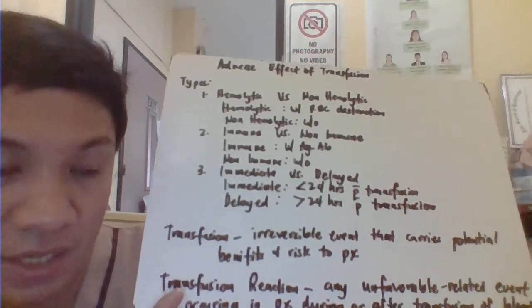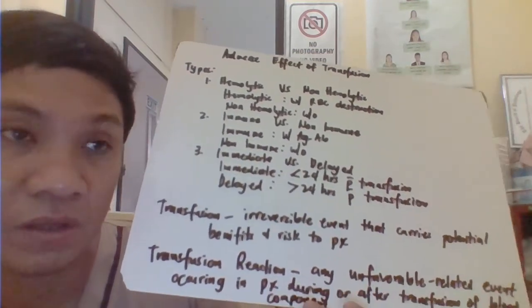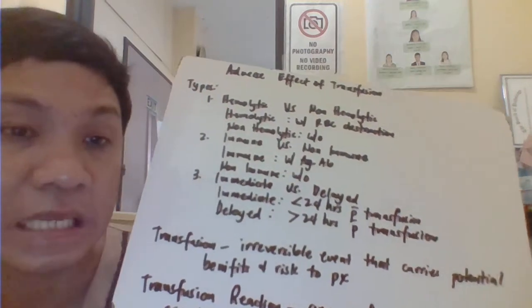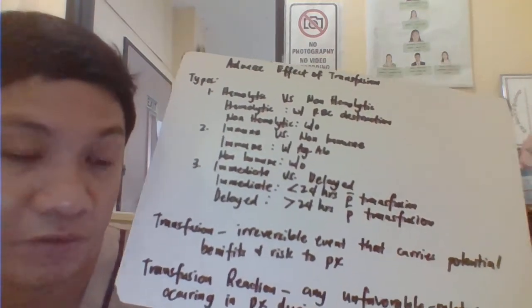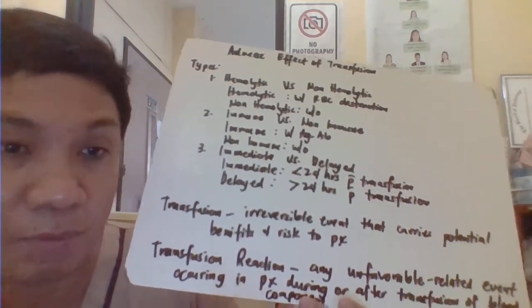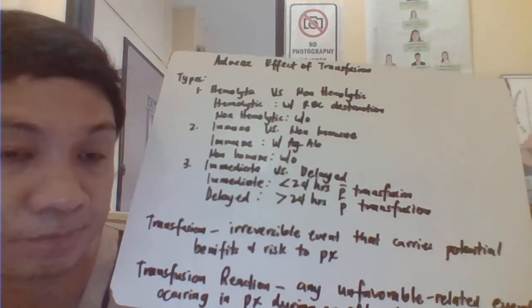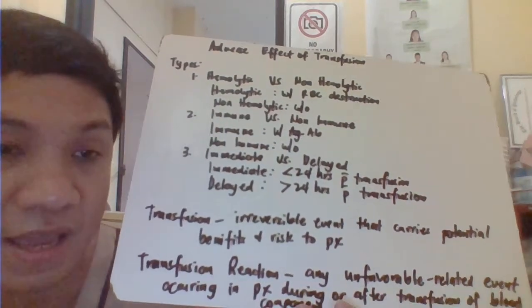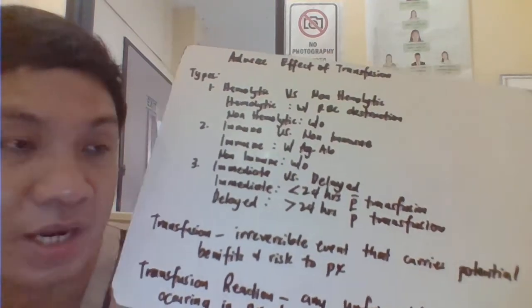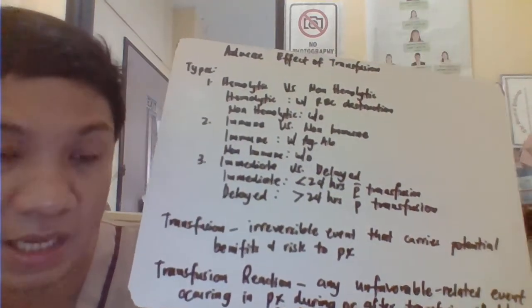So transfusion reaction, again, is an unfavorable reaction that happens to the patient after a unit of blood has been transfused to the patient. If left untreated or not managed immediately, that could eventually lead to the death of the patient. We can classify our transfusion reactions as either immune hemolytic versus non-hemolytic reactions.